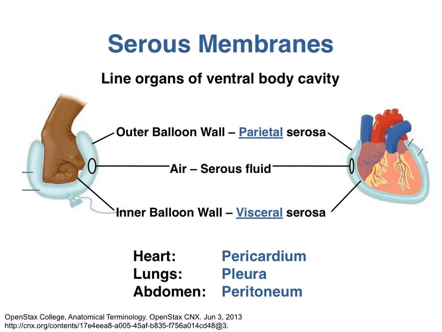The three main serous membranes have particular names. The serous membrane around the heart is referred to as the pericardium. So peri means around, cardium refers to the heart, so it's around the heart. Around the lungs, that serous membrane is the pleura, and there's a right and a left. And then around the organs in the abdomen, the serous membrane is called the peritoneum.